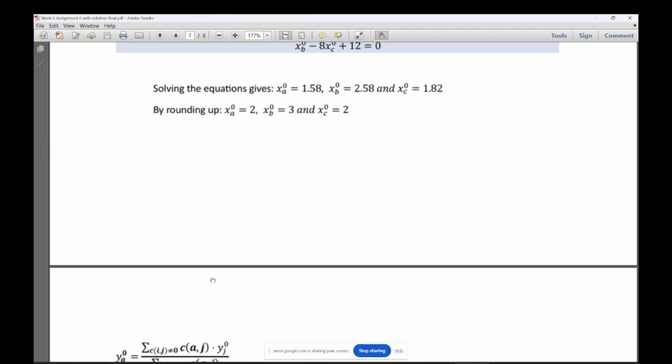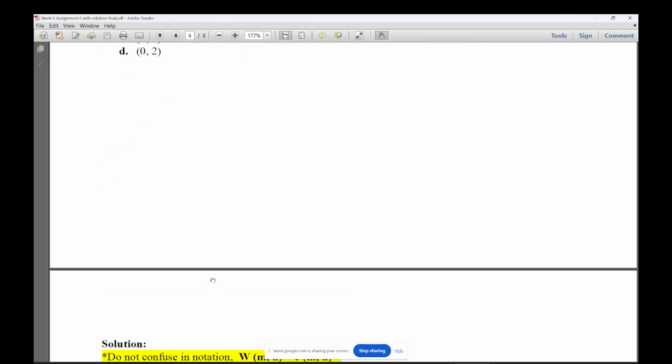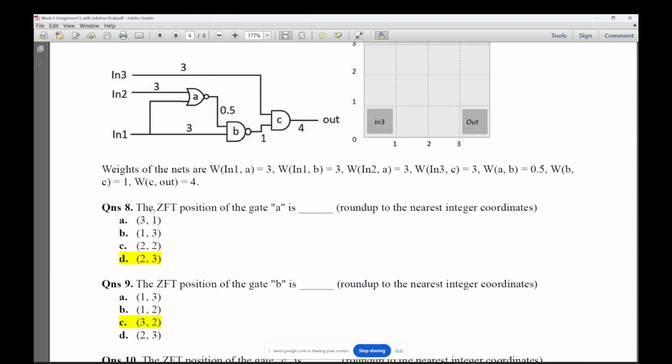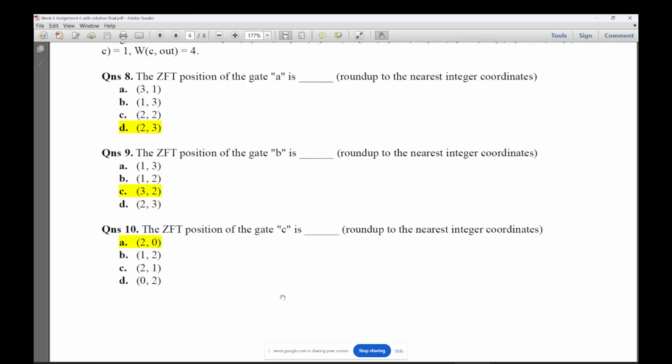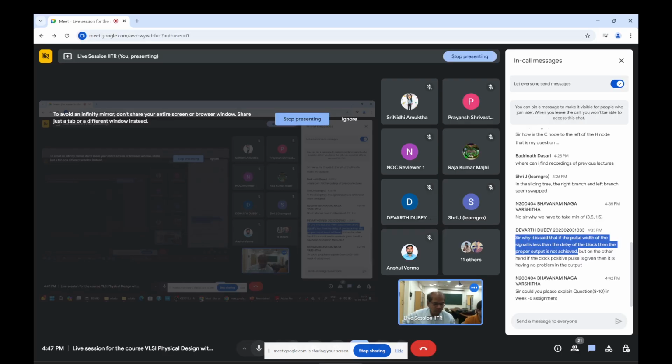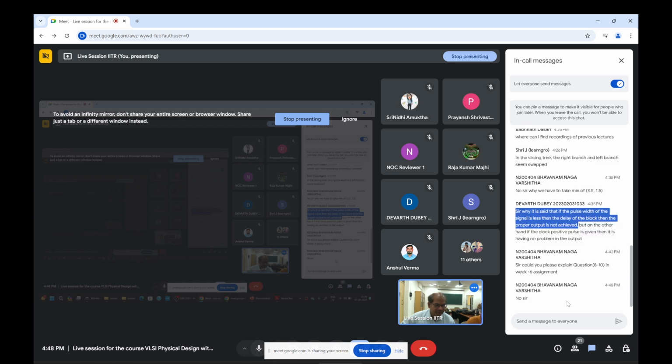Okay, so this question is actually related to the ZFT position. Basically, you have block A or gate A location, gate B location, gate C location. Any question? No? This is the question related to lecture 9. Okay, so any question? Varsita?